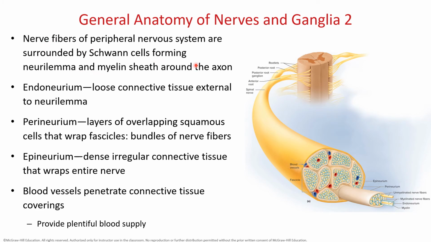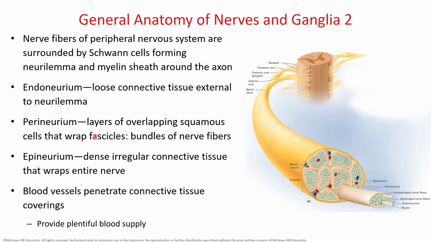So nerve fibers of the peripheral nervous system are surrounded by Schwann cells forming neurolemma and myelin sheath around that axon. So let's go over the connective tissue layers. The endoneurium is a loose connective tissue external to the neurolemma. The neurolemma is the plasma membrane of the nerve cell. If we look at the picture here, this is your endoneurium right there.